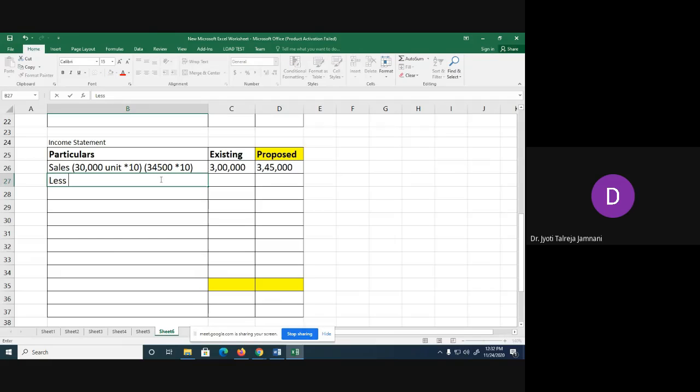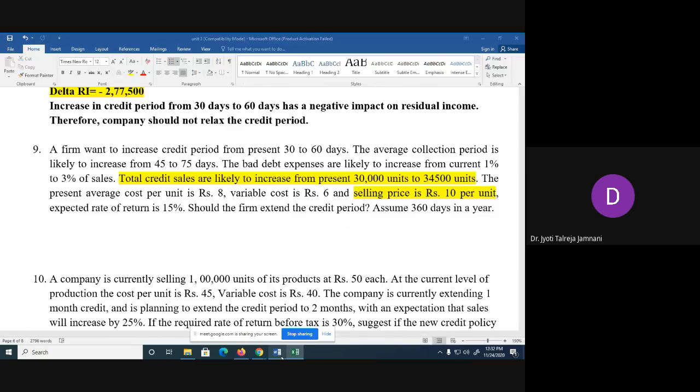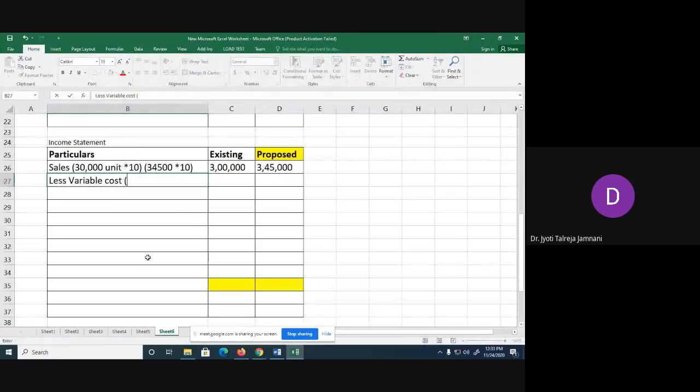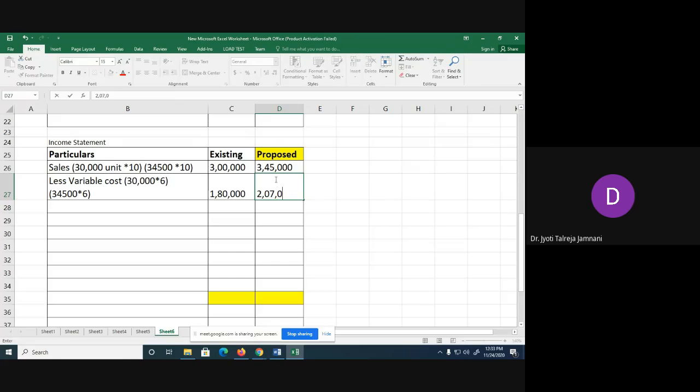From the sales, we always minus the variable cost. So variable cost they've given you in the question. Variable cost is rupees 6. So we are going to multiply 30,000 units into 6 rupees. How much do you get? One lakh 80,000. And 34,500 into 6 rupees, 2,07,000. This is the variable cost.